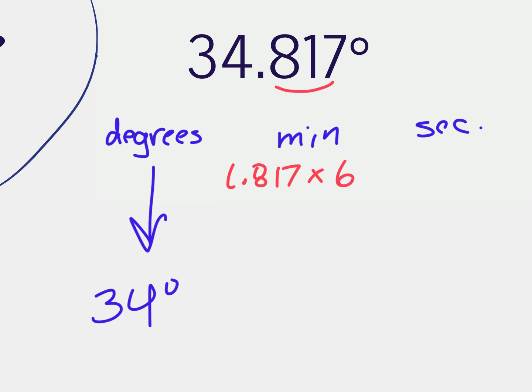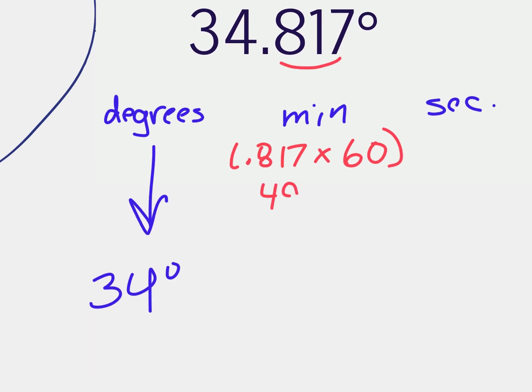60. Yep. So go ahead in your calculator. What's 0.817 times 60? I got 49 point what? 02. Okay. Remember, I'm going to keep saying this. You're going to take the whole number. So what do you think the minutes are? 49. You're going to take that, put it right here. So it's 49 minutes.